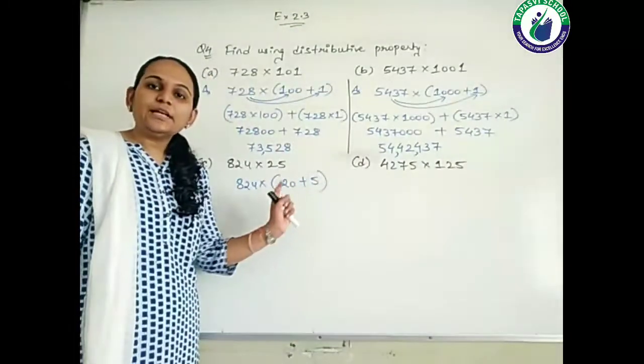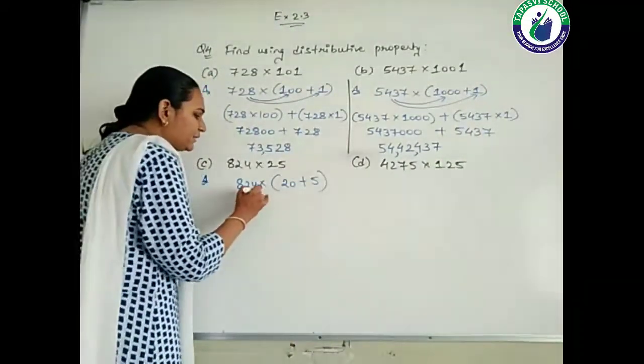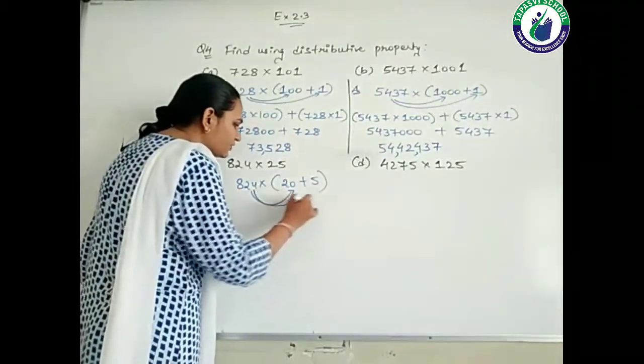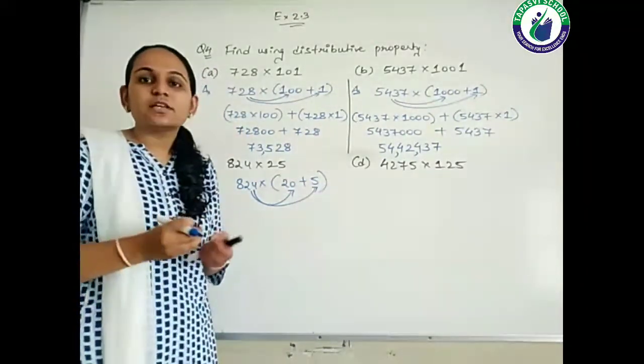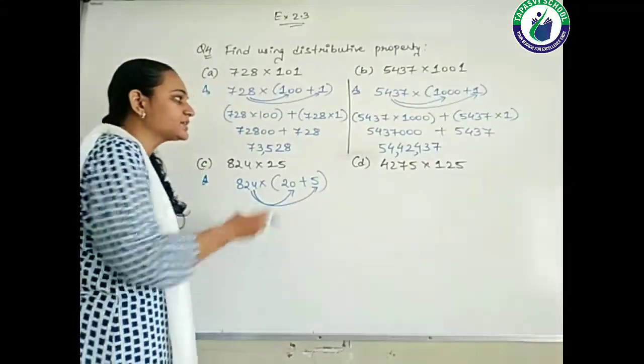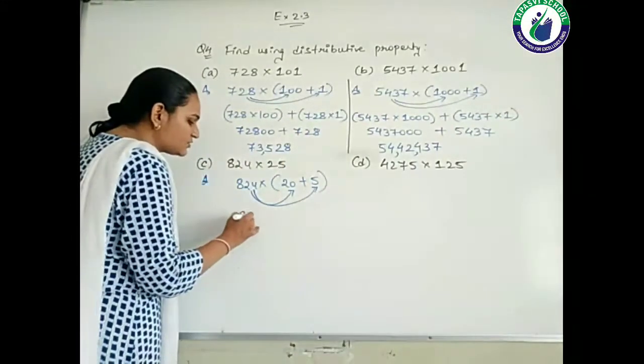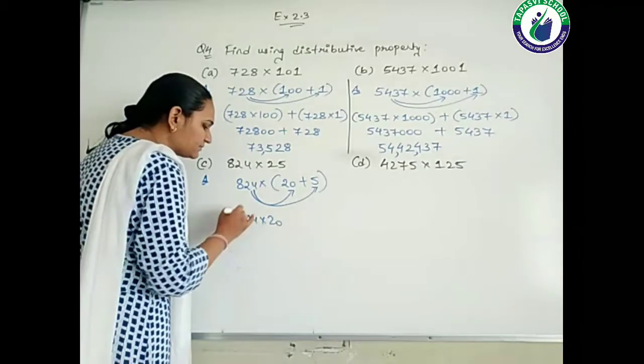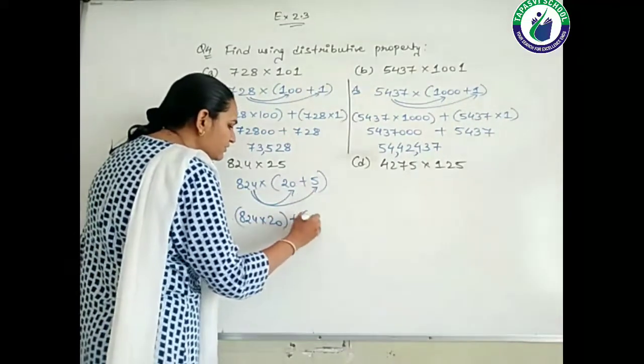So 824 into 25. So here I am writing 25 as 20 plus 5. Right? So first I am going to multiply 824 with the 20, then 824 with the 5. Right? So here you will have to do a bit of multiplication. It is not that much simple like this. So 824 with the 20, then 824 with the 5.